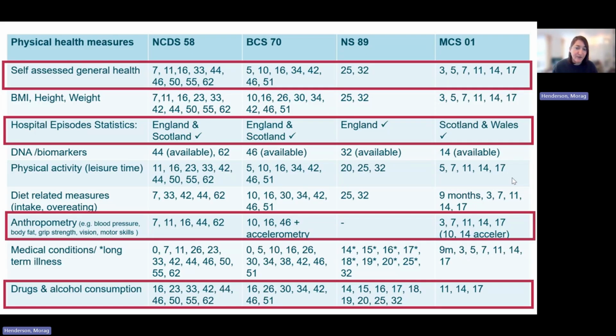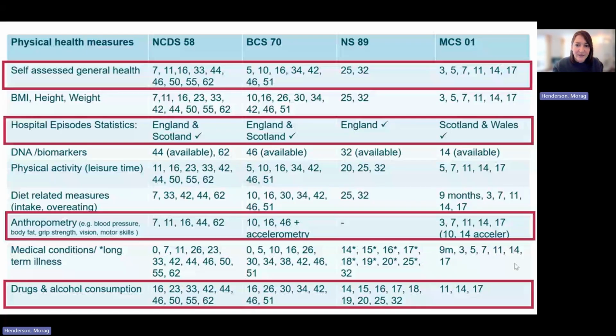Self-assessed general health is a useful summary variable of health, captured quite well across the 4 studies. Less so in Next Steps, but it's captured well in the other 3 repeatedly. We've got the linked hospital episode statistics data, the anthropometry, so capturing objective measures of blood pressure, body fat, grip strength, vision, motor skills, for example, as well as height and weight. There's measures of drug and alcohol consumption, which might be seen as a risk factor, and also lots of information on smoking and long-standing health conditions.